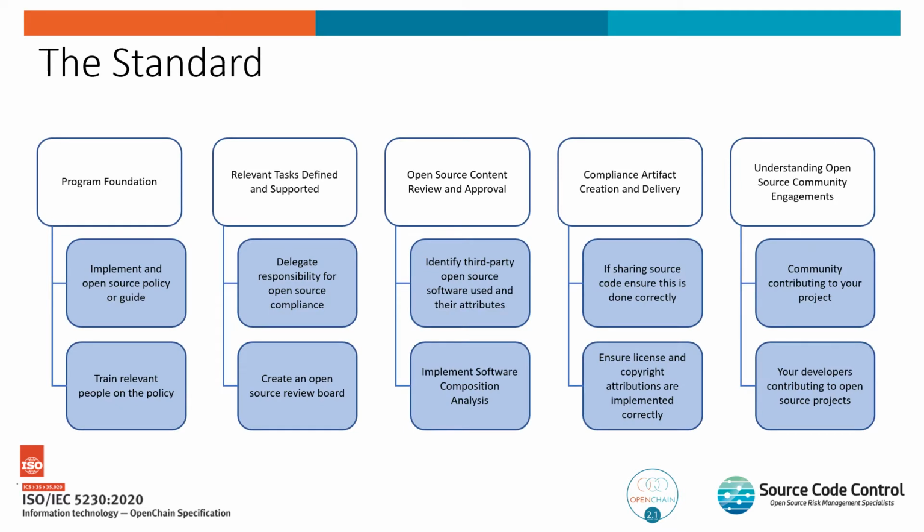The standard contains 5 key areas for conformance. Firstly, the program foundation. This is all about your open source software policy. At Source Code Control, we have created a tool which allows you to document your policy, and we have various policy templates to get you started.